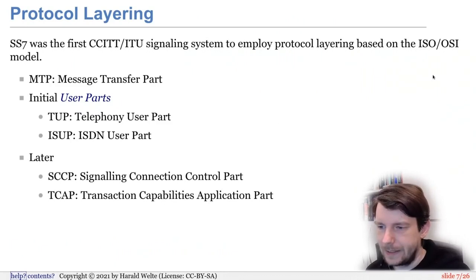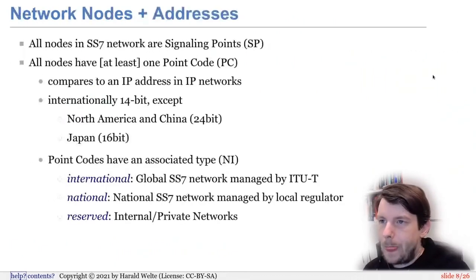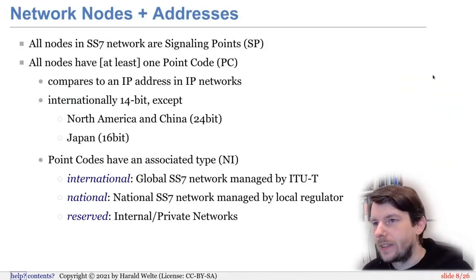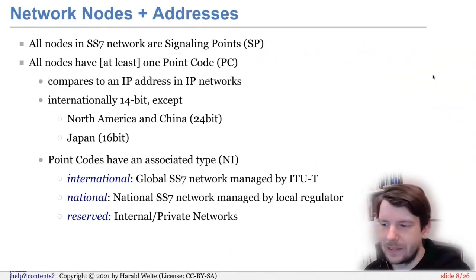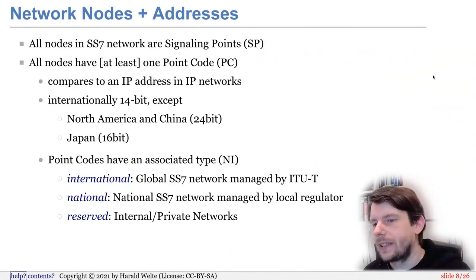So in terms of the nodes and addresses in those networks, all of the nodes in an SS7 network are so-called signaling points. So an SP, any element that somehow speaks SS7, is a signaling point. And each such node or signaling point has at least one so-called point code, which is the address inside the SS7 network.